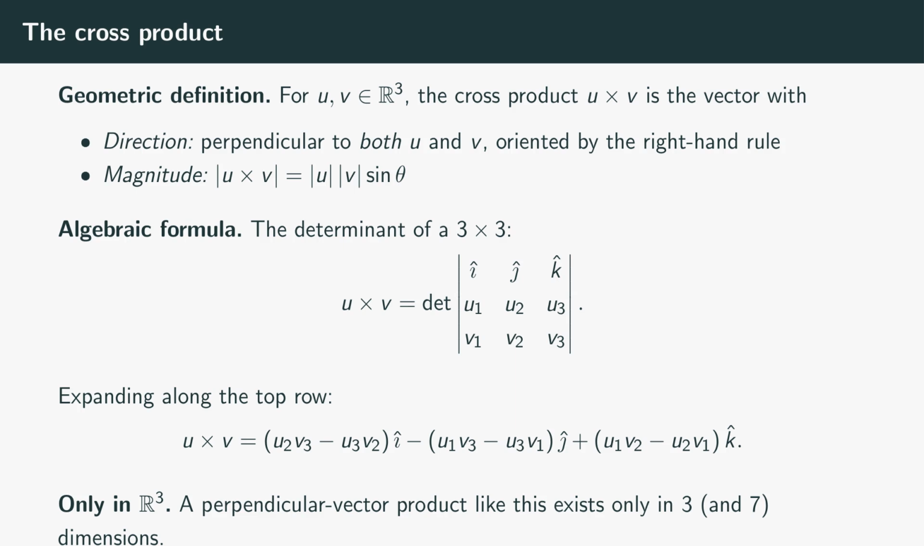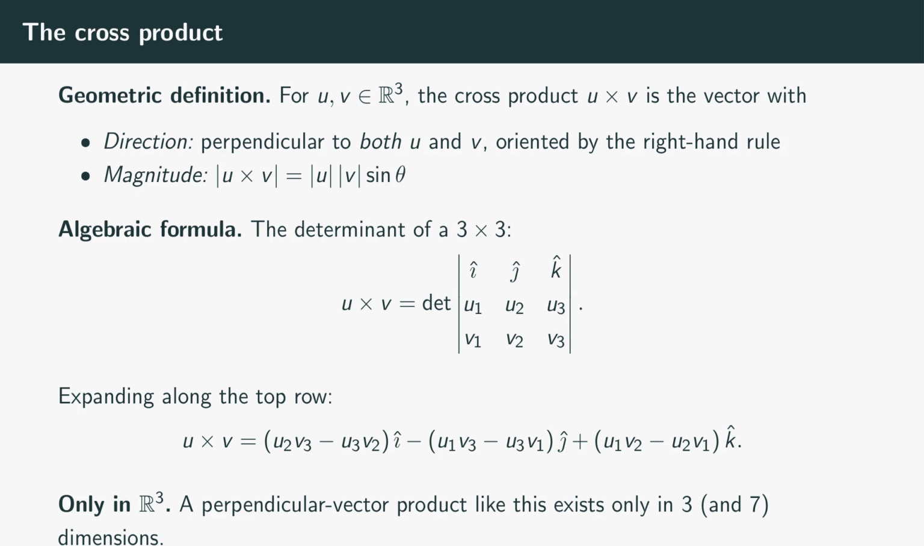The one picked by the right-hand rule in a moment. Second, the length is the magnitude of u cross v equals the magnitude of u times the magnitude of v times sine theta. Notice the sine, not cosine. If u and v are parallel, theta is 0 and the cross product is 0. If perpendicular, it has maximum length, the magnitude of u times the magnitude of v.